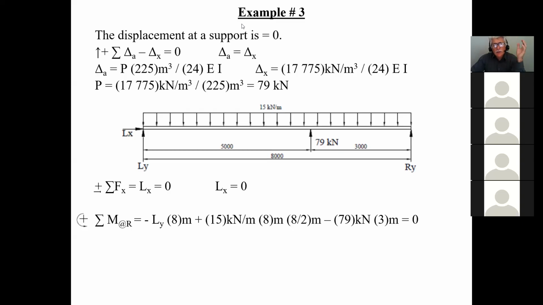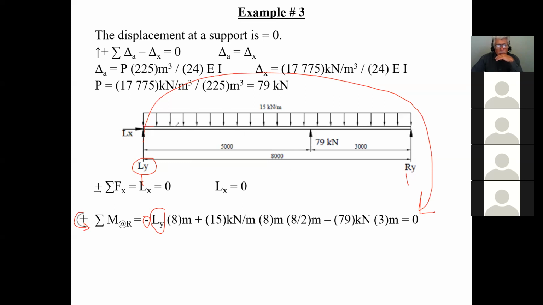Now, guys, I hope you are starting to get a little bit more comfortable. You took counterclockwise to be positive. So with respect to Ry, this is going clockwise. Therefore, I first worry about the sign. Then I worry about the force. Well, I don't know the force. The force is Ly. And then I worry about the distance. So it's always the sign, the force, the distance. So here I have minus Ly times 8 meters, that's the distance.